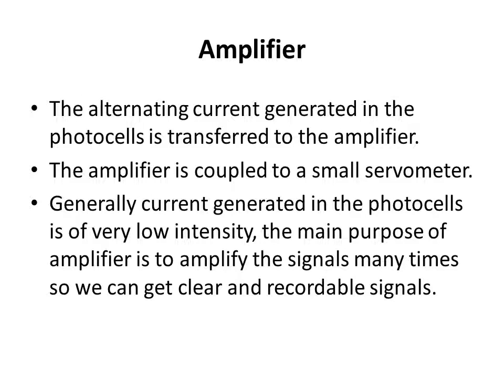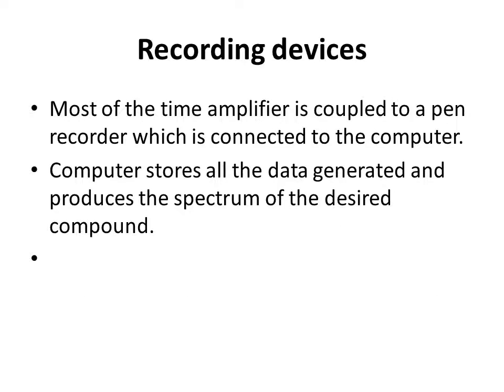Amplifier. The alternating current generated in the photocells is transferred to the amplifier. The amplifier is coupled to a small servo motor. Generally, the current generated in the photocells is of very low intensity. The main purpose of the amplifier is to amplify the signals many times so we can get clear and recordable signals. Recording devices. Most of the time the amplifier is coupled to a pen recorder which is connected to the computer. The computer stores all the data generated and produces the spectrum of the desired compound.